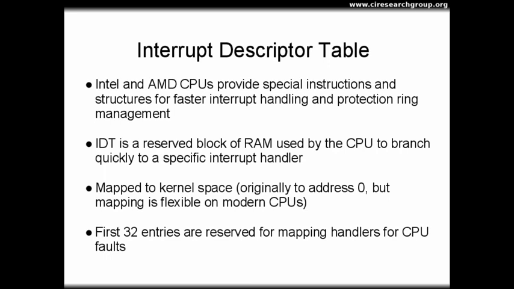This IDT is mapped into kernel space, which was originally beginning at address 0, but this mapping is actually flexible with modern CPUs and can be mapped into other parts of the memory space. The first 32 entries of the IDT are actually not used for interrupts per se, but they're actually used for CPU fault handlers, and then the interrupt vector table part of the data structure begins after the CPU fault handler table.